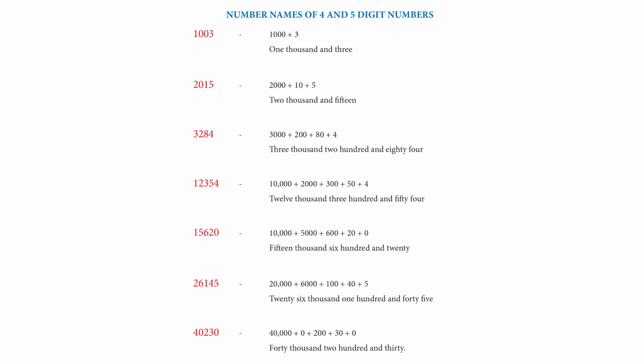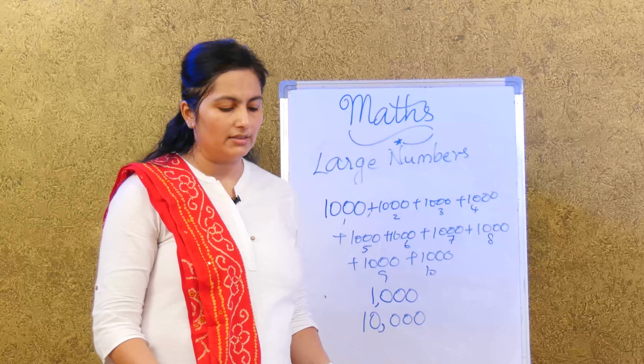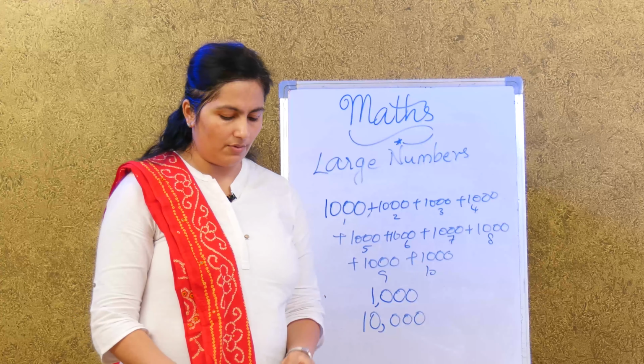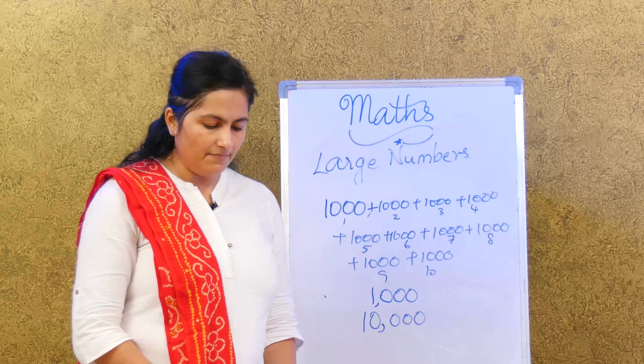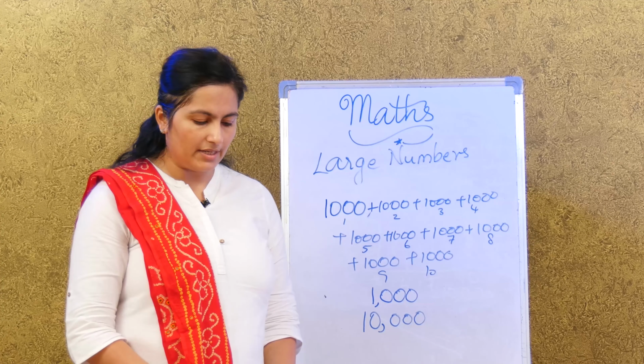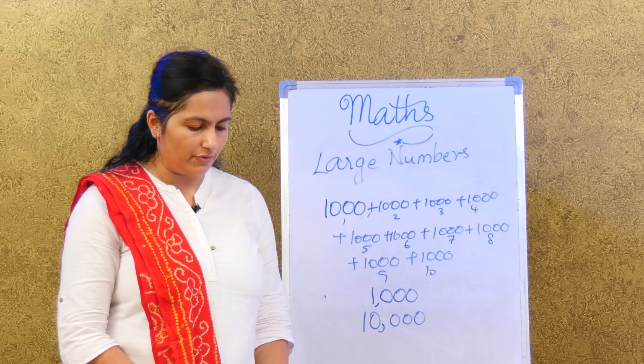Then is 15,620. Then the last one, 40,230. So when it comes to the thousands, we call it according to the number, and then we go on. Okay, there are some exercises as we go on, just to get it more clearer for you.